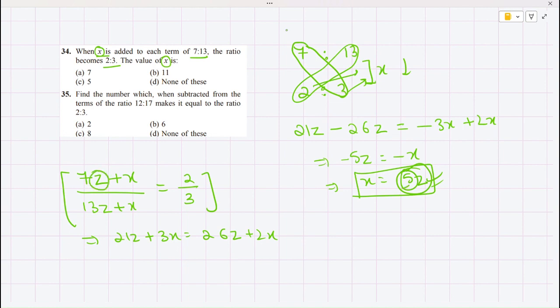If we write 2 in place of z, for example, if the terms are 14 and 26, then the value of x becomes 10, because z here is equal to 2. So it depends. So the answer for this particular question will be equal to C.